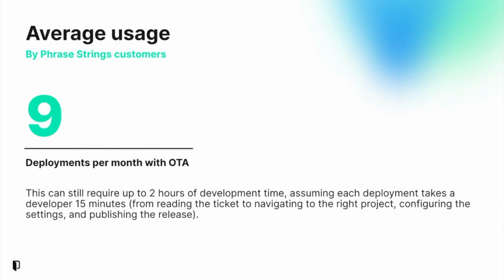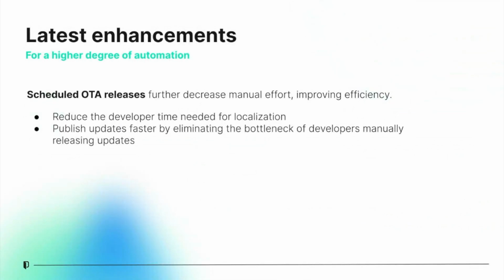So we've come up with a solution to cut down this manual work and allow customers to automate their workflows even further. It's a scheduling option for over-the-air releases. By scheduling your releases that will then be done automatically by our system, you can reduce the developer time needed for localization and publish updates even faster, because every organization's eternal bottleneck is usually developer time. So this is one more capability we're adding to increase the degree of automation for your localization.